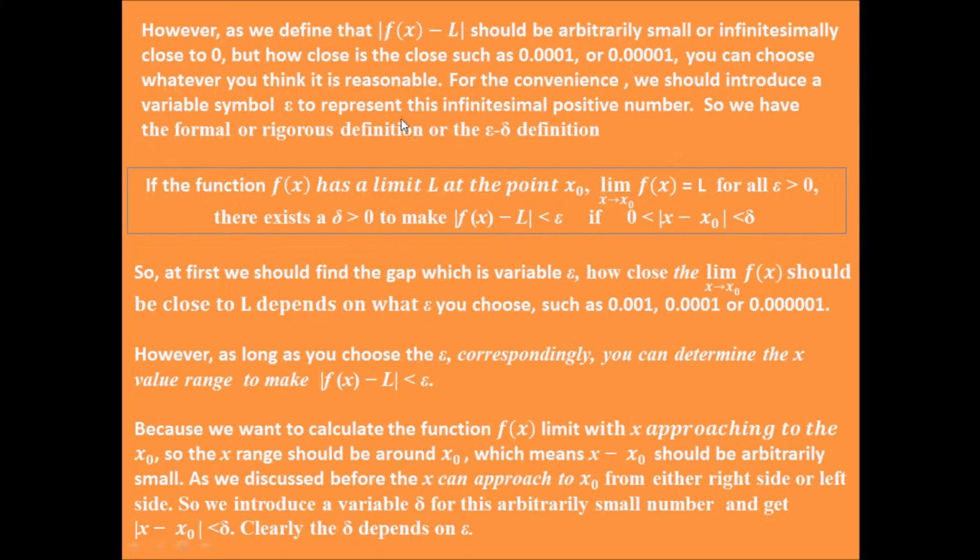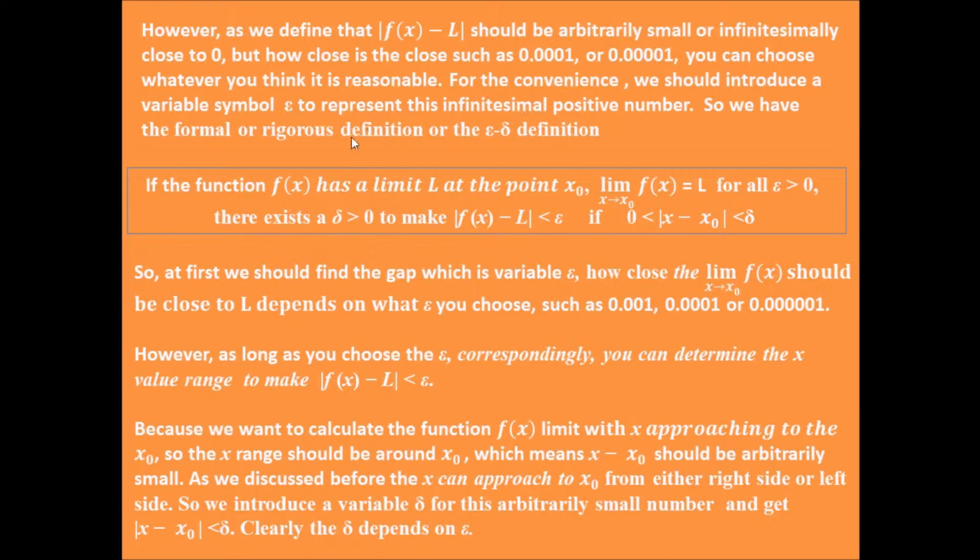However, when we define it, the absolute value of f(x) minus L should be arbitrarily small, or infinitesimally close to 0. But how close is close? You can choose whatever you think is reasonable. So for convenience, we introduce a variable symbol epsilon to represent this infinitesimal positive number. Therefore, we introduce the formal or rigorous definition.